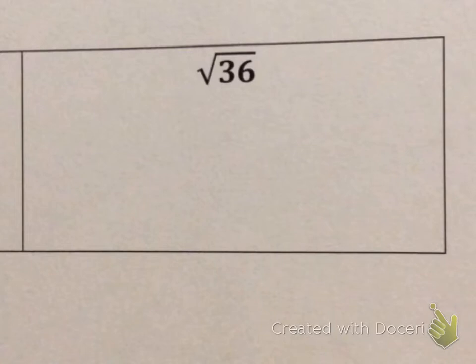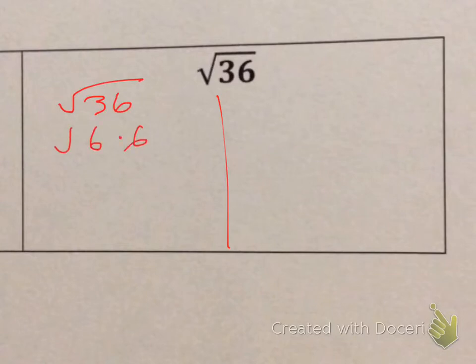All right, square root of 36. Now again, you guys, I can do this two different ways. I can look at it and I can say, let's just do it this way. I know that 36 is 6 times 6. I know that there's two of those, so it gets to come out as the number 6.